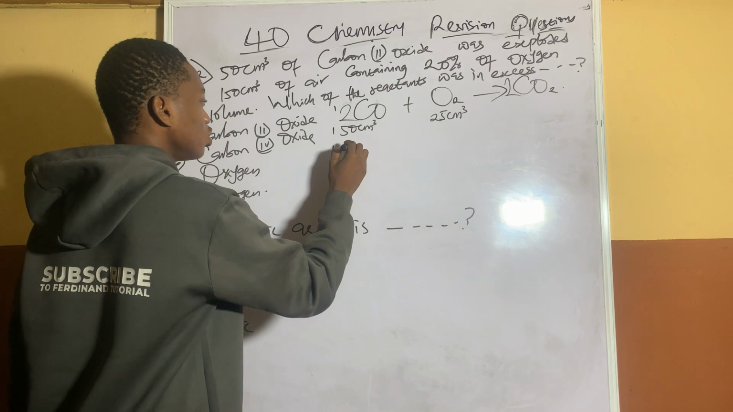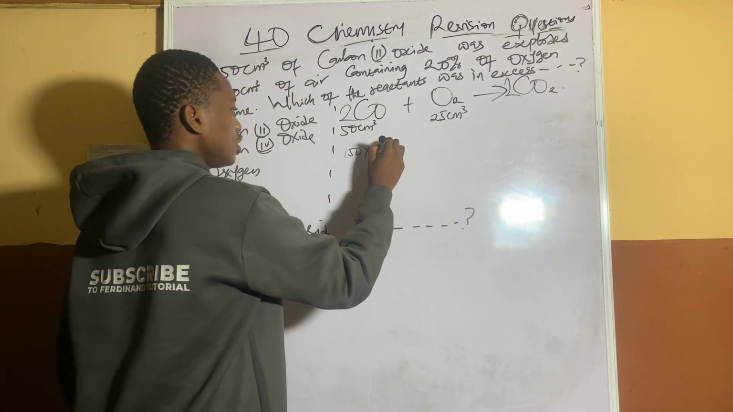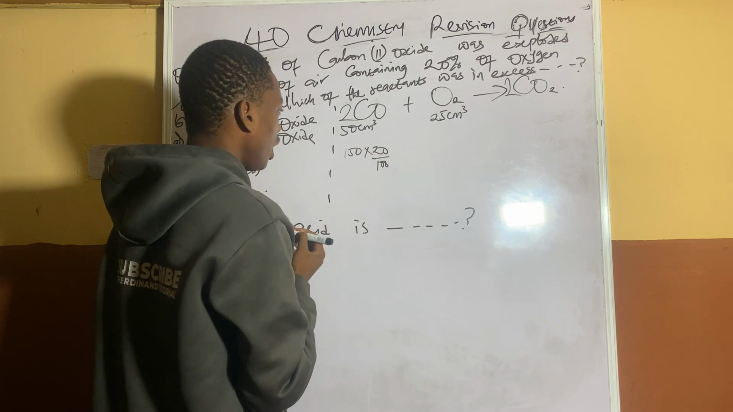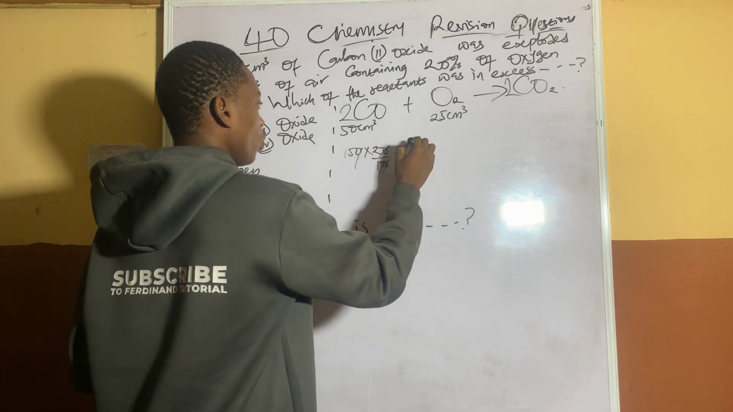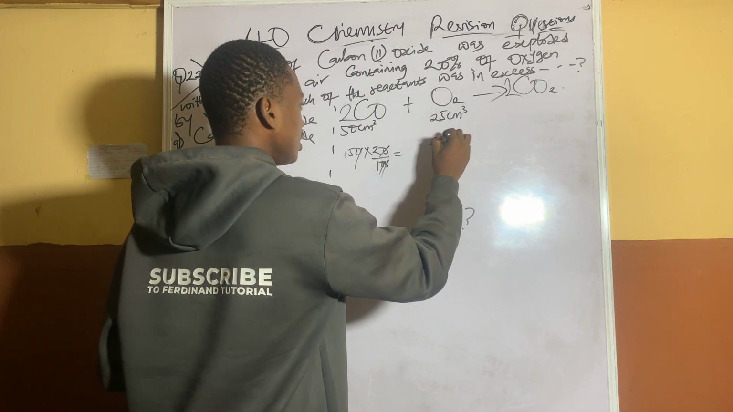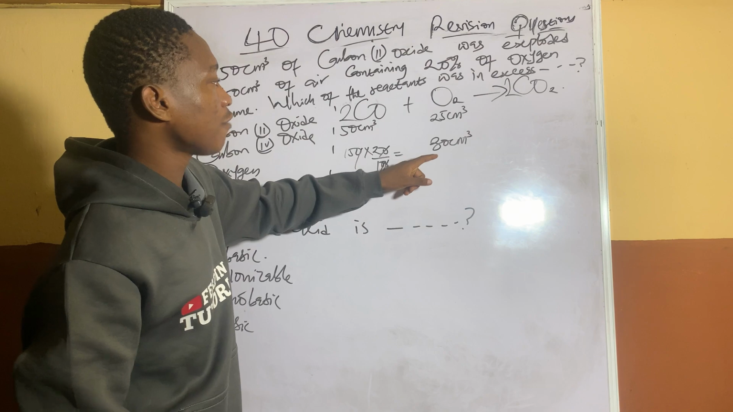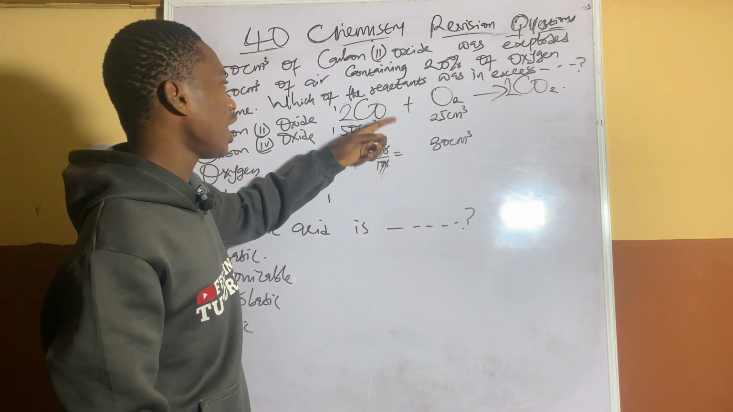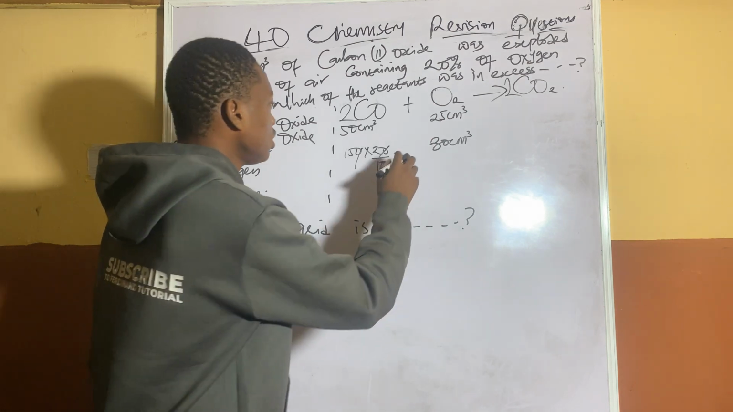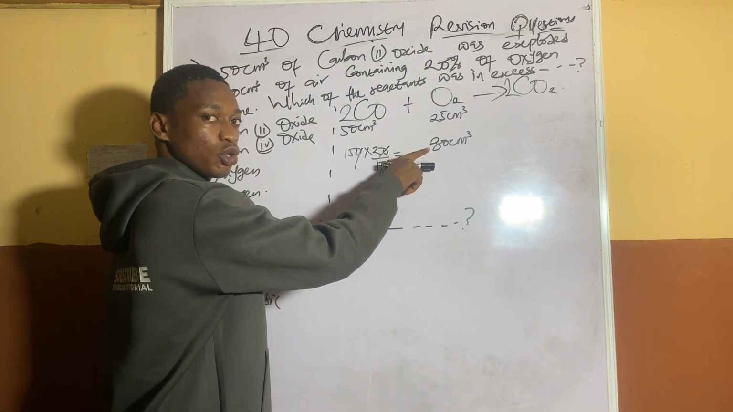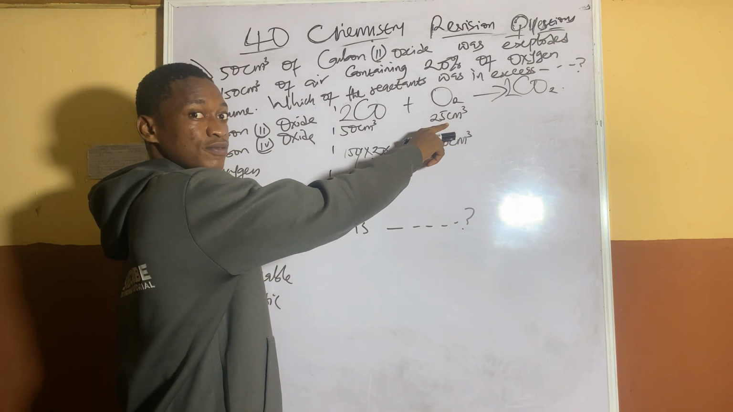So that means we are going to do 150 times 20 over 100. So what will happen is 0 cancels 0 here, 0 cancels 0 here. So we have 30 cm cube of oxygen now available after explosion. They're asking us which of the reactants was in excess. Now, this oxygen is 30 cm cube. Meanwhile, what is needed in the reaction was just 25 cm cube.